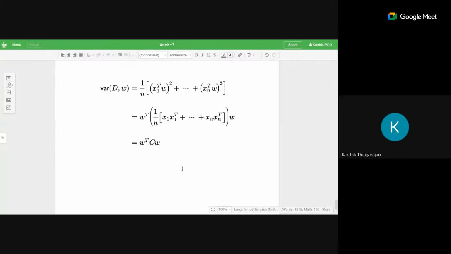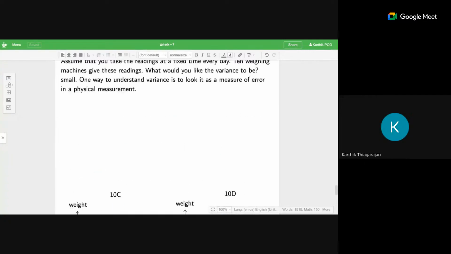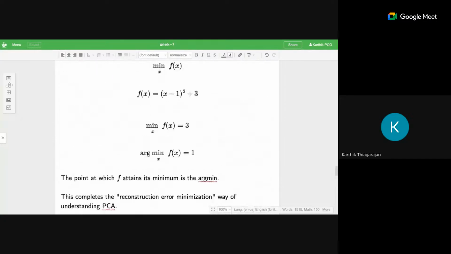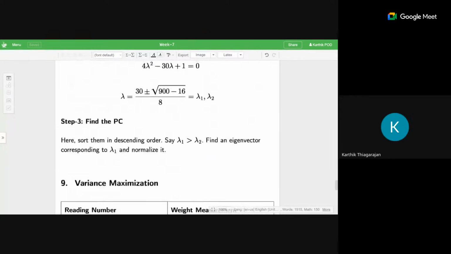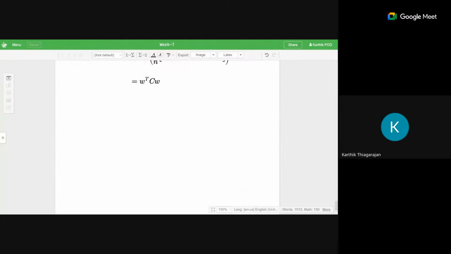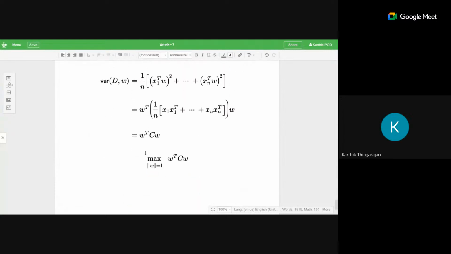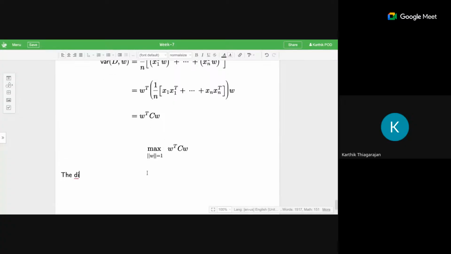Okay. Therefore, what we maximize. Remember, when we are minimizing the reconstruction error, the optimization problem we were solving was this: maximize W transpose CW. It turns out that this is the same as saying find the direction along which the variance is maximized. So finally the conclusion is that the direction along which the reconstruction error is minimized is the same as the direction along which the variance is maximized.